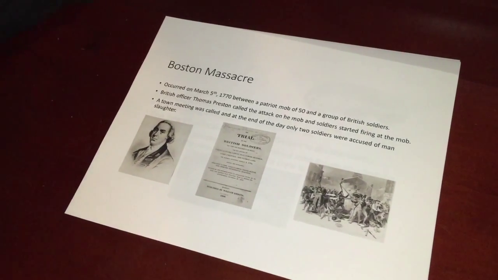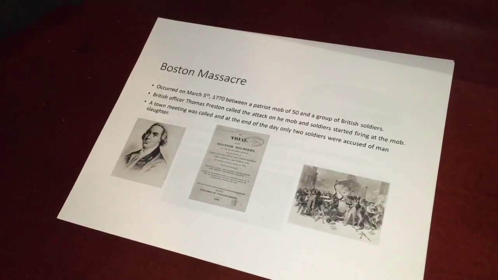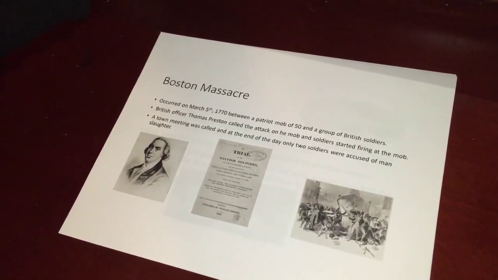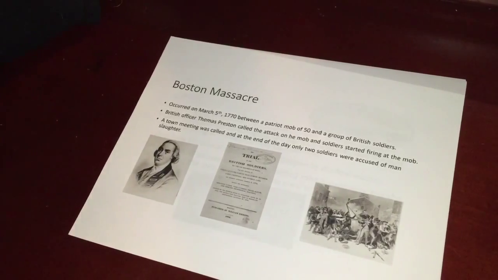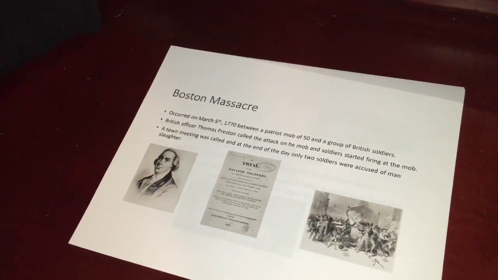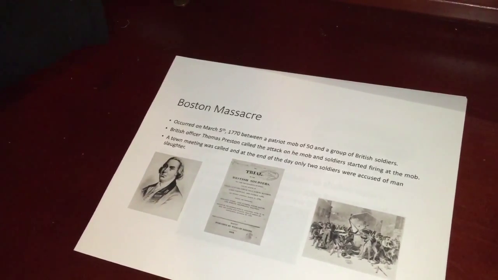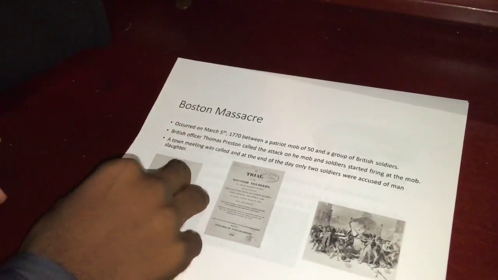Now we can continue with the Boston Massacre. It occurred on March 5th, 1770, between a patriotic mob of 50 and British soldiers. It was led by Captain Thomas Preston, and he just fired into the mob of angry people. But then later on, a town meeting was called, and at the end of the day, 2 soldiers were accused of manslaughter.